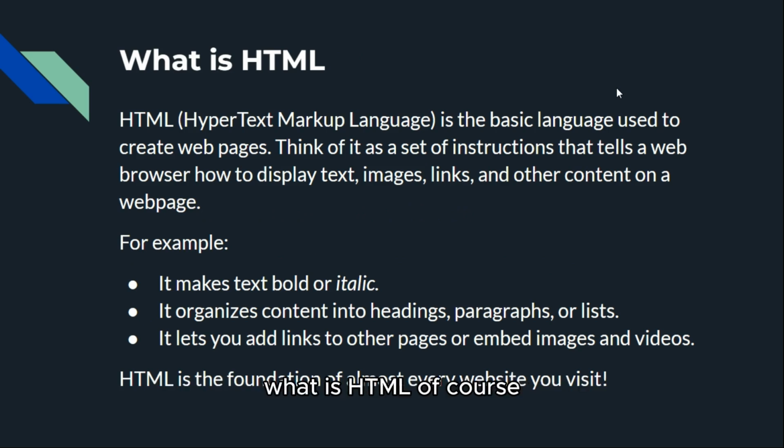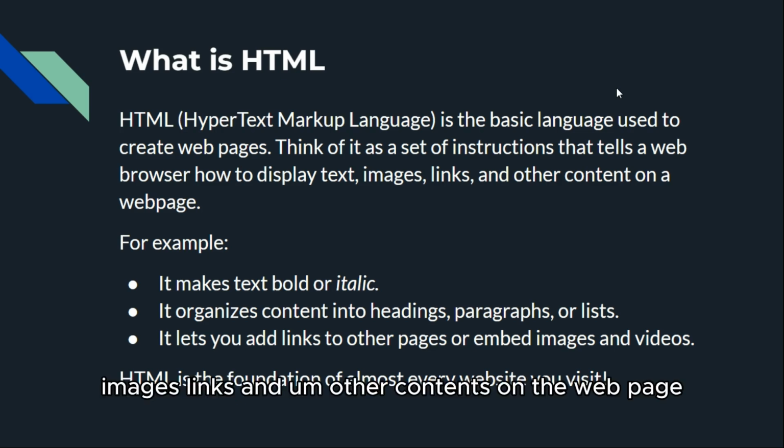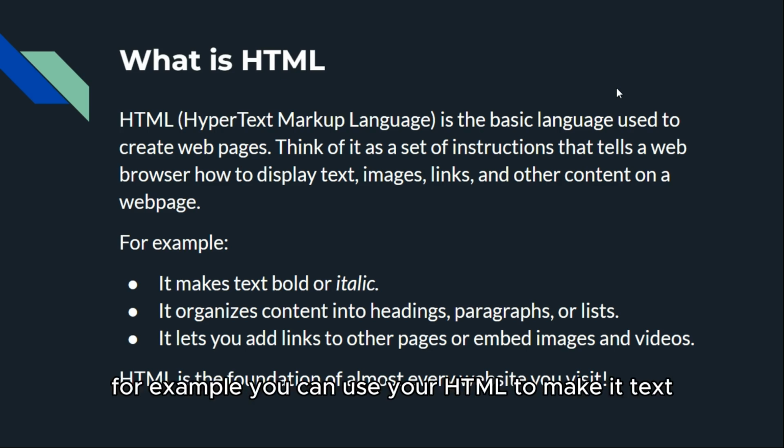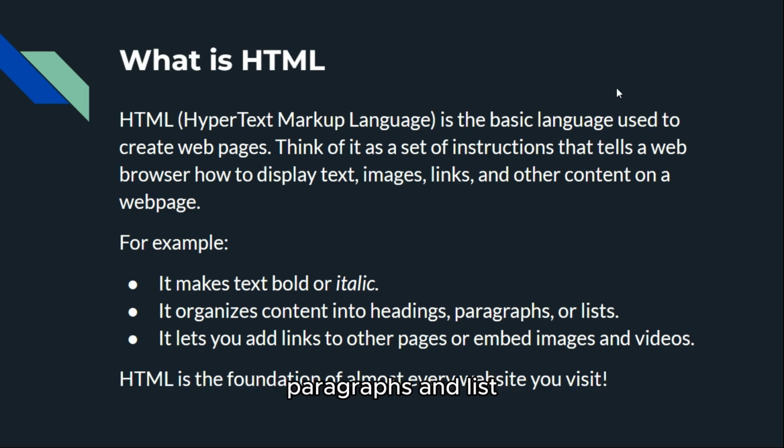So let's jump right into it. What is HTML? Of course, a lot of us already know that it is short for Hypertext Markup Language. It's a basic language used to create web pages. You can think of HTML as a set of instructions that tells your browser how to display text, images, links, and other contents on the web page. For example, you can use HTML to make a text either bold or italic. You can use it to organize content into headings, paragraphs, and lists. It also lets you add links to other pages or embed images and videos.